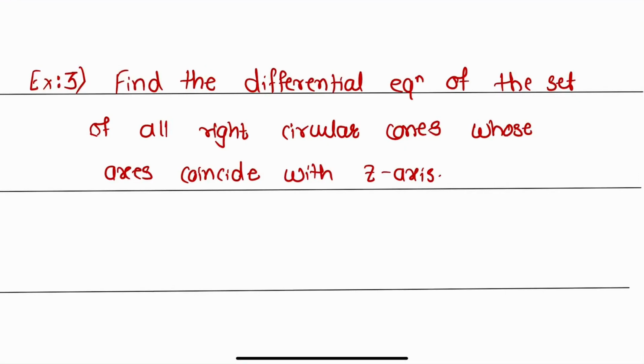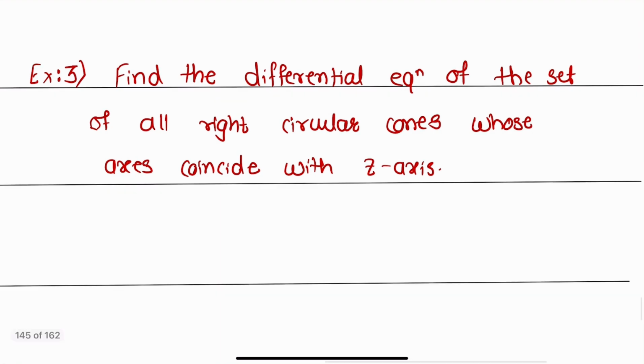Now after the second question, this is our third question to find a partial differential equation. The question asks: find the differential equation of the set of all right circular cones whose axes coincide with the z axis. Okay. Now they have not given us any equation. They have given us a right circular cone whose axis coincides with the z axis. So here either you should know the equation of a right circular cone whose axis coincides with the z axis, or let us derive it.